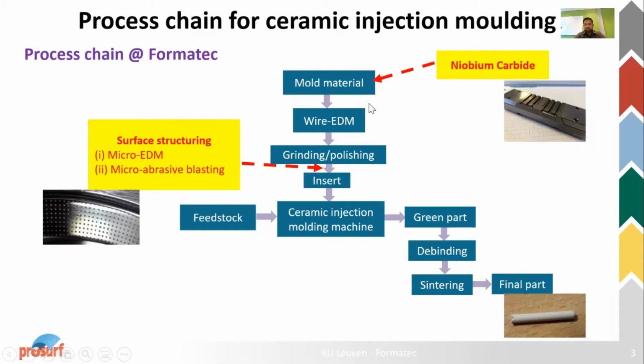If we look at the process chain for ceramic injection molding at our industrial partner Formatec, we start with a mold material, which is a blank, subjected to EDM, then subsequent grinding and polishing, and then we get the final insert, which is put into the ceramic injection molding machine. Then we have a feedstock coming into the machine, and we get the green part, which is subjected to debinding, sintering, and then the final part.